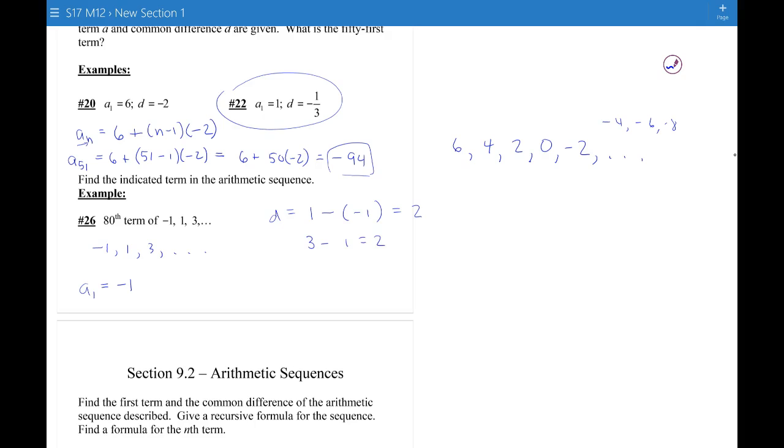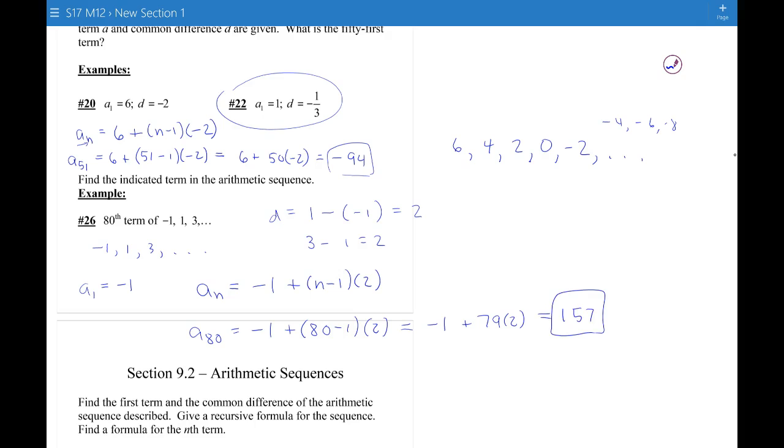The d is 2. So my formula for the nth term is a sub 1 plus n minus 1 times d, which is 2. So then if I want the 80th term, I have negative 1 plus 80 minus 1 times 2. So negative 1 plus 79 times 2. And that looks like 157. So if I kept writing out the terms until I got to the 80th one, it should be 157.